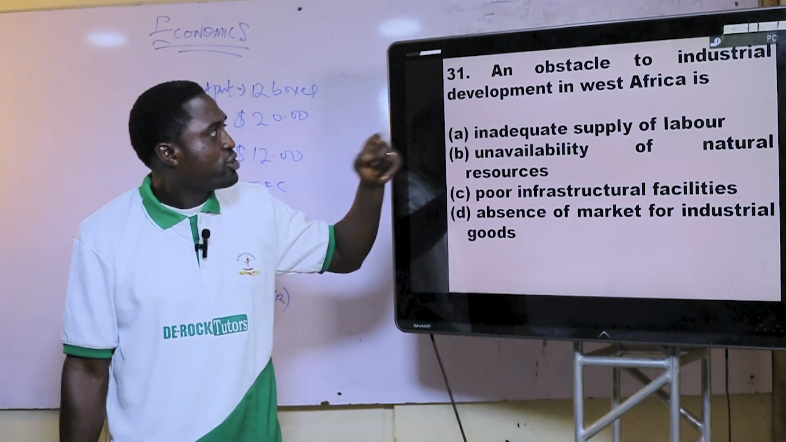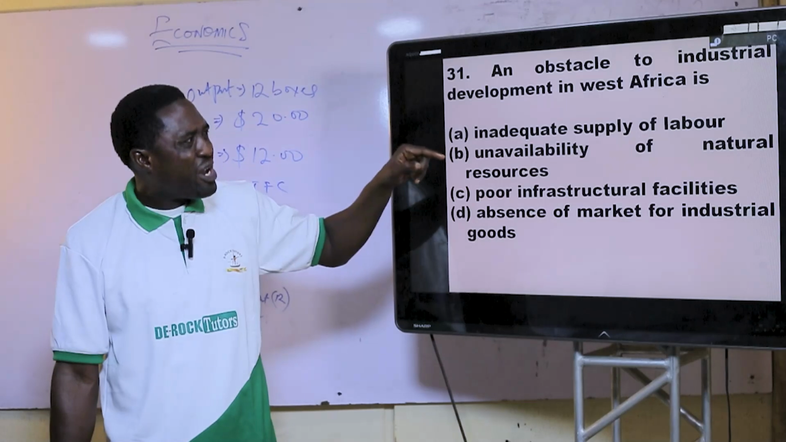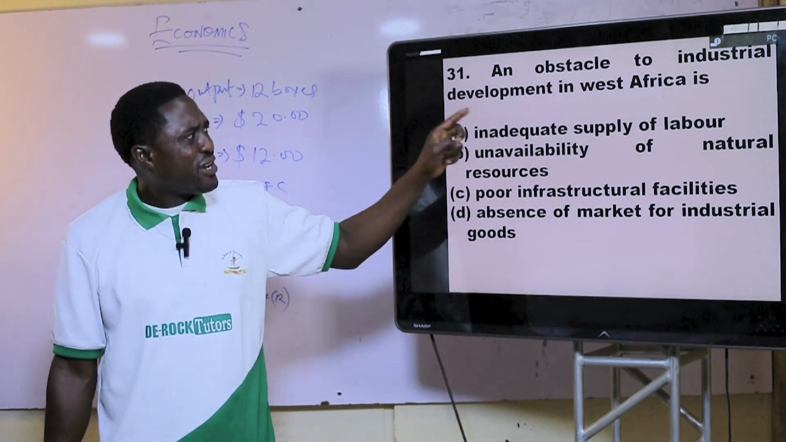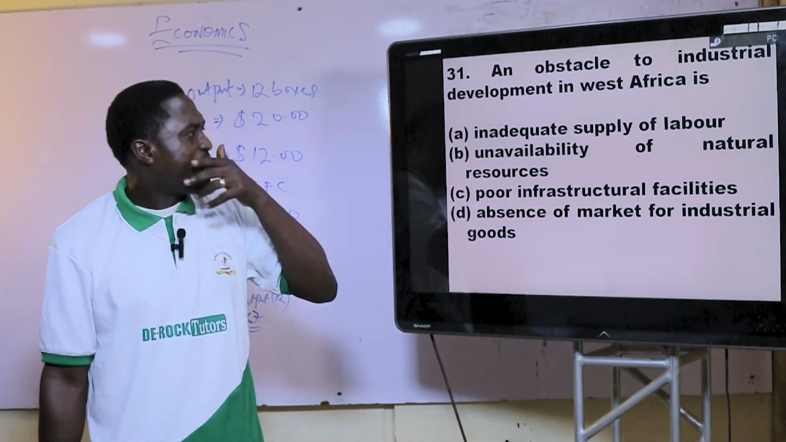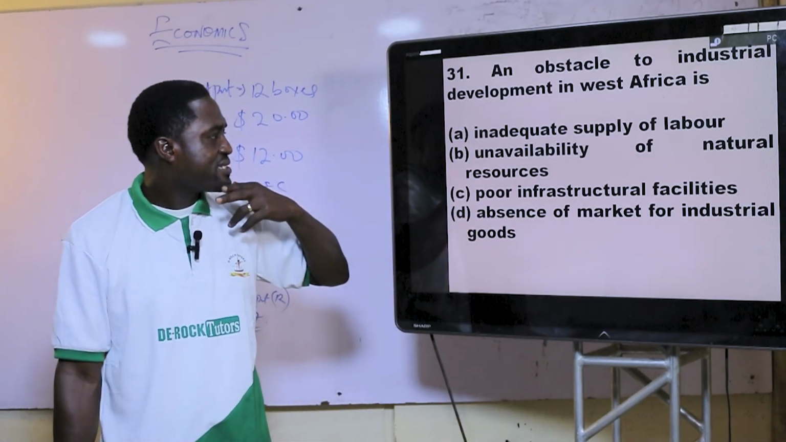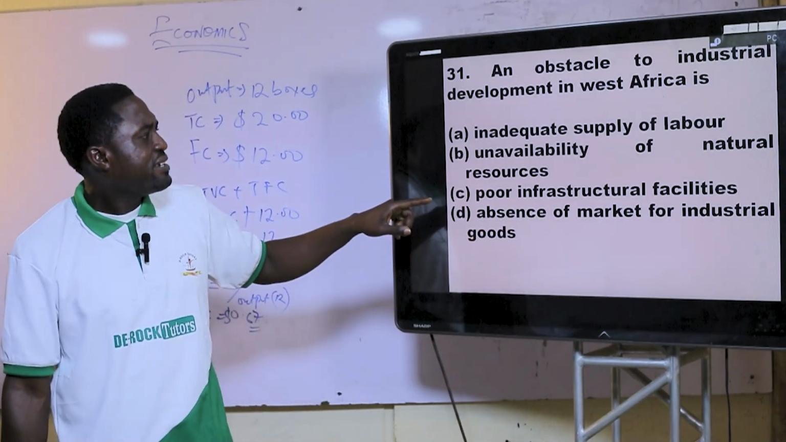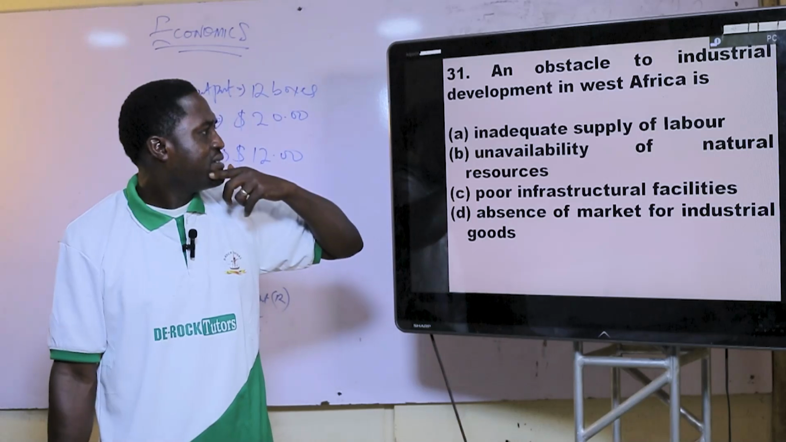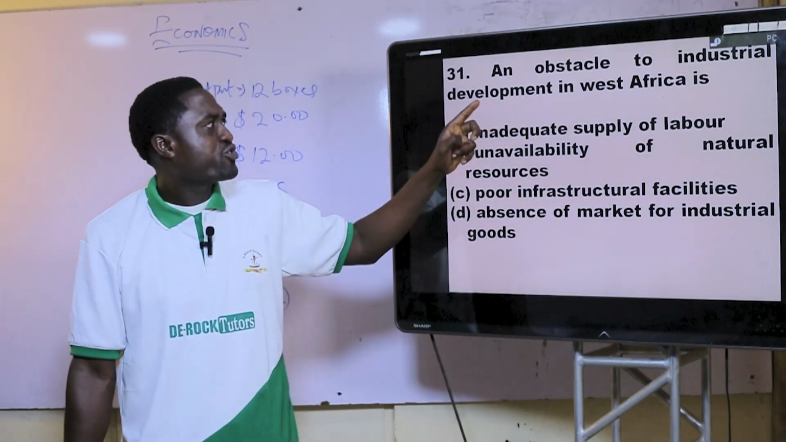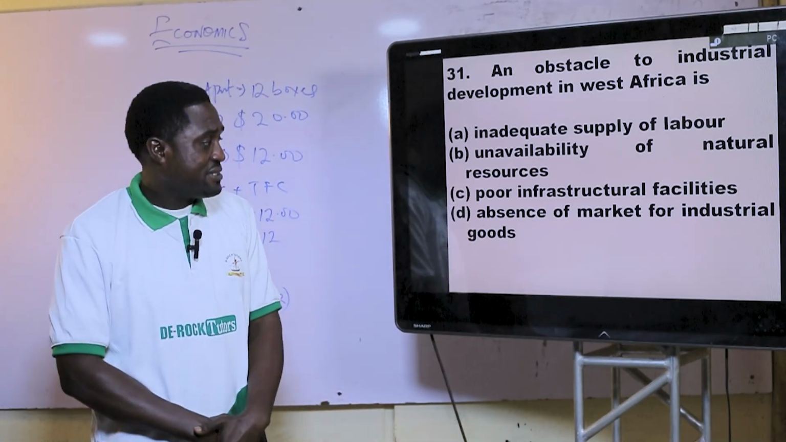An obstacle to industrial development in West Africa is what? Industrial development, use of machines. Inadequate supply of labor, unavailability of natural resources, poor infrastructural facilities, absence of market for industrial goods. It is poor infrastructural facilities. An obstacle to industrial development in West Africa is poor infrastructural facilities.